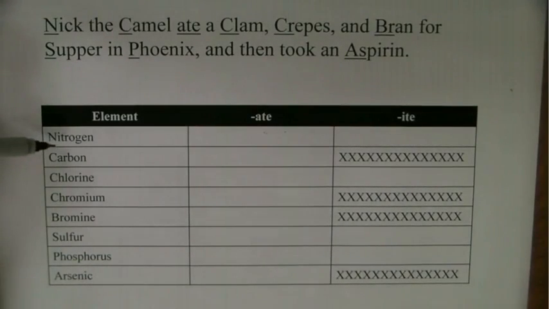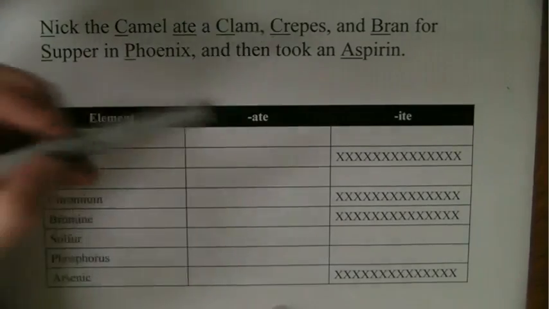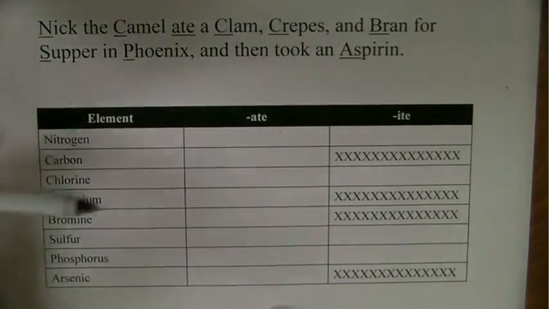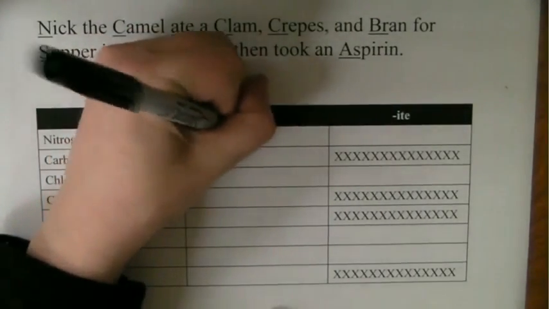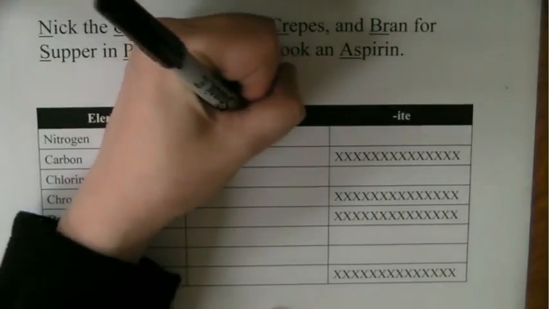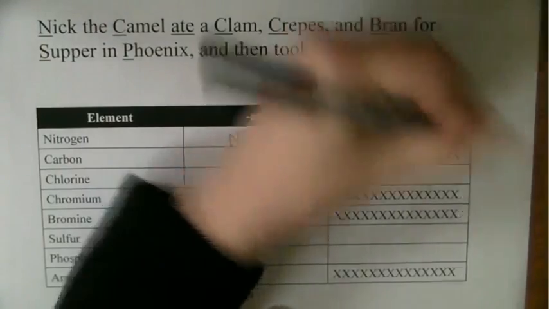All right, so we already did nitrogen, right? We know the nitrogen is going to come from the word Nick. We know the sentence gives us the -ates, and then the -ites just have one less oxygen. So we're not going to waste time doing this again. We know it's NO3 because of the 3 consonants, minus 1 because of the 1 vowel. We know -ite is 1 less oxygen, so NO2.